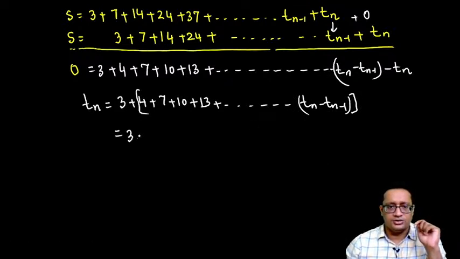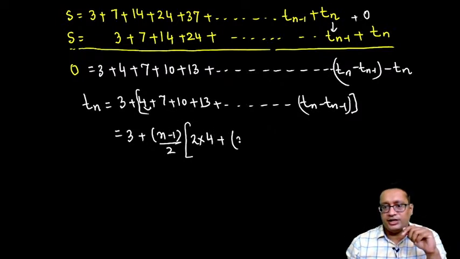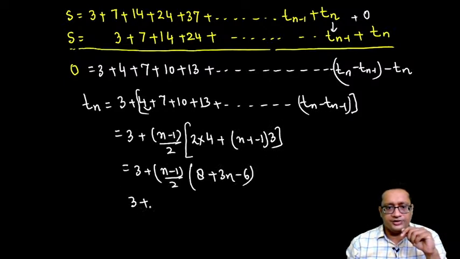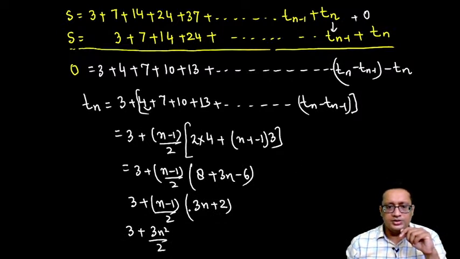See here, n minus 1 by 2 twice A. Twice A means 2 into 4 plus n minus 1 common difference is 3. So it becomes 3 plus n minus 1 plus n minus 1 by 2, and this becomes 3n plus 2. Multiply it, 3 plus 3n square by 2. See here, this becomes 2n minus 3n, this becomes minus n by 2, and this becomes minus 2.